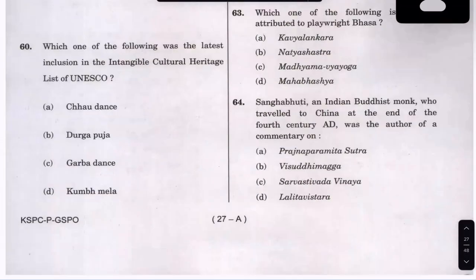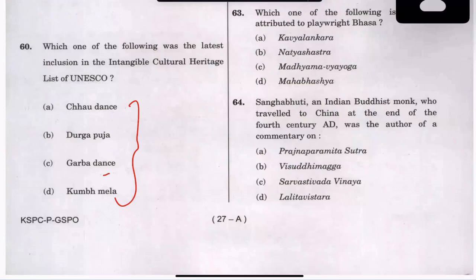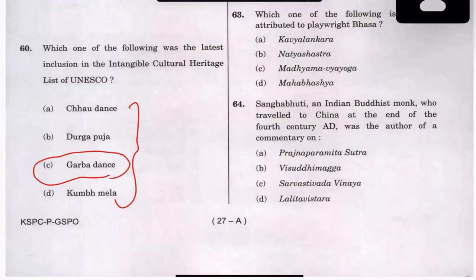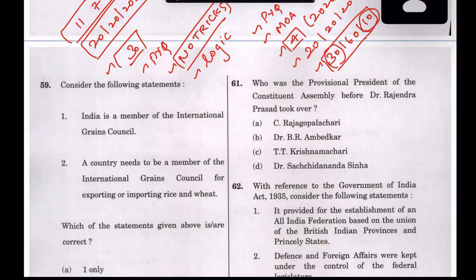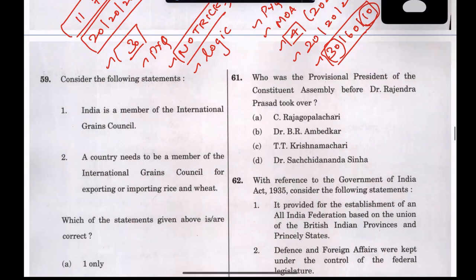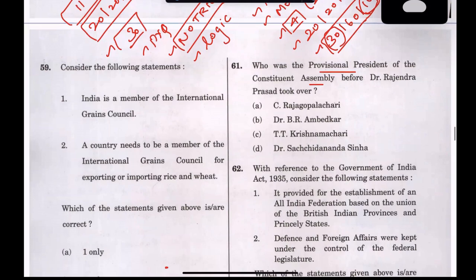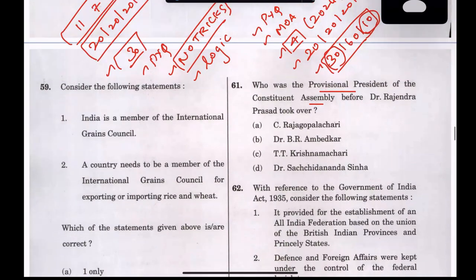No. This one was a little tough. So this was in the news. So maybe I will not leave it. I should have prepared the newspaper things. This was added, newspaper and PIB. Question 61 is: who was the provisional president of the Constituent Assembly before Dr. Rajendra Prasad? And as I told you, I'm going to solve as I would have solved in an examination hall.